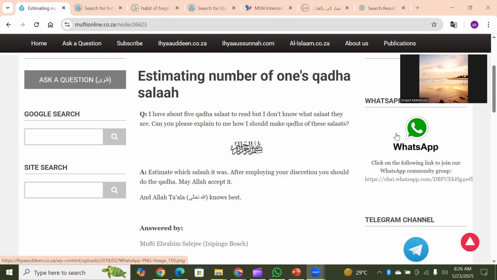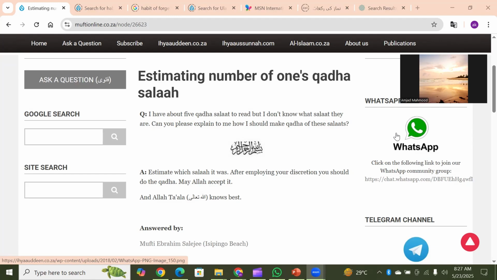I cannot express my feeling, that on one hand we have a backlog of salats of thousands of days missed, and this gentleman has only five salats, which he or she is not confident about, but there are at least five salats he or she has missed. So he's wondering how should I make qada of these salah? I don't know which were those salah, but there are four or five, I believe.